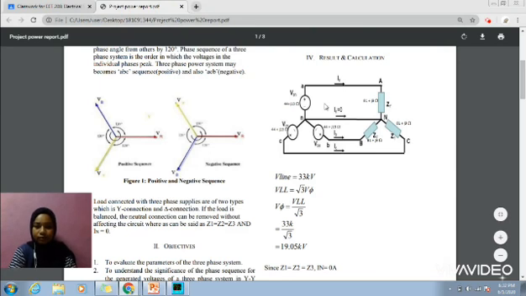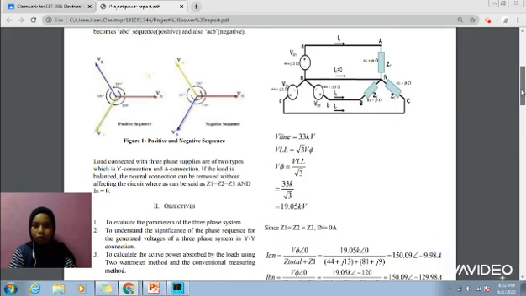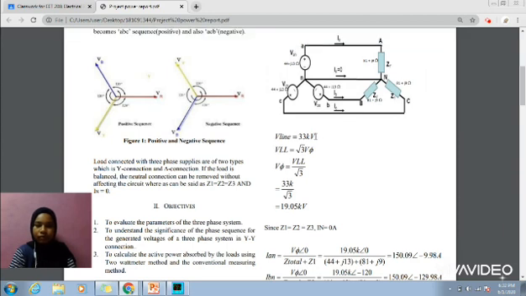From the circuit shown here, this is the generator side and this is the transmission load side. So this is the Y to Y connection. The values here are from our matric card number, and this is the value of the impedance and the voltage here. So the given line voltage is 33 kilovolt, and from the given line voltage we can find the V phase.